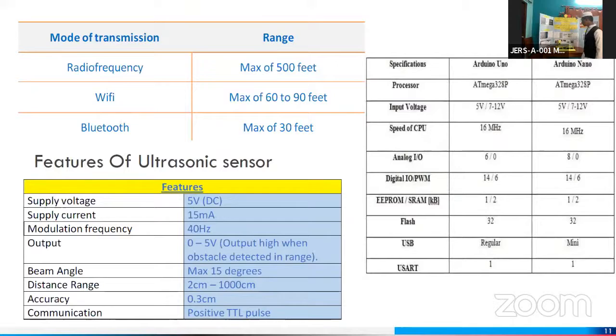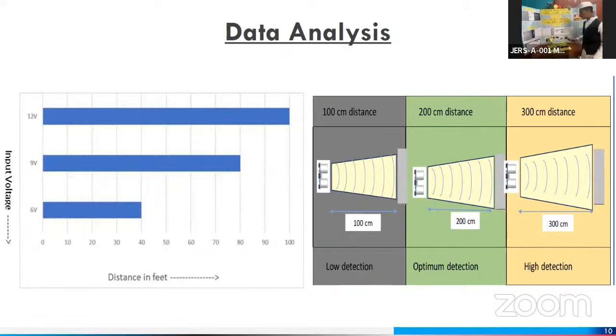First, after testing the prototype, I started doing the research on it. First, I took the transmitter and the receiver with a distance of 40 feet, which worked with the input battery of the transmitter about 6 volt. And when I gave 9 volt input to the transmitter, I got the range about 80 feet. And when I gave the 12 volt input to the transmitter, I got the maximum range of 100 feet.